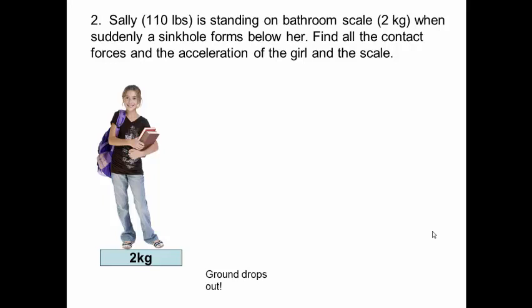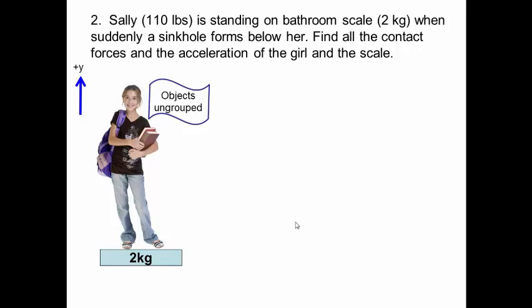So what happens to Sally and the scale? What does the scale read, and what is the normal force in between? We'll assume y is in the upward direction as usual. And we're going to ungroup the objects in this case and look at each object as a separate entity, drawing a free body diagram for each. So we have the girl and we have the scale.